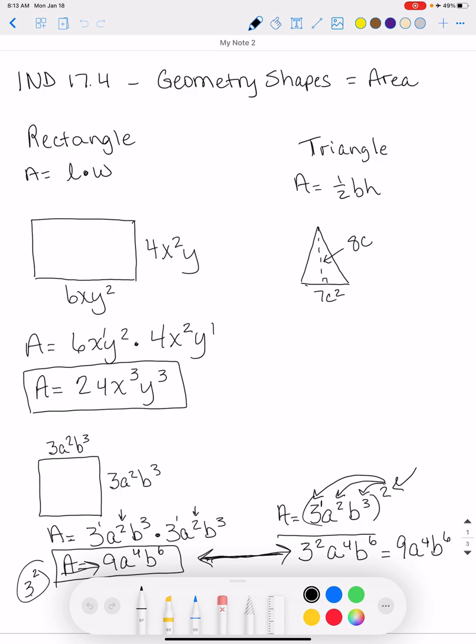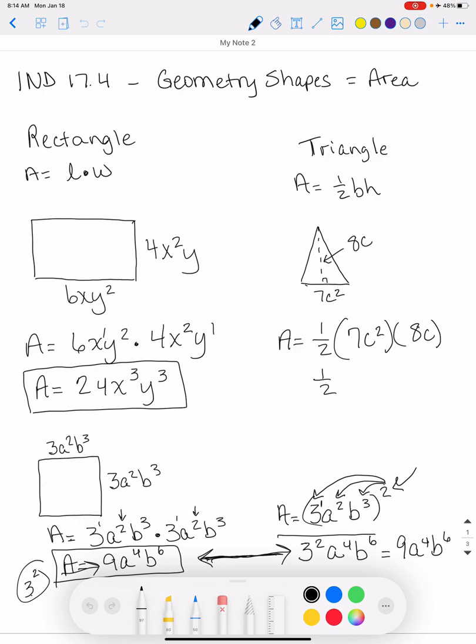So we need to set this up as 1/2 base times height. So area equals 1/2, and I'm going to use parentheses here just because I think it'll be a little bit easier with that half. The base is 7c squared times the height, 8c. Now I'm going to ignore that 1/2 for a minute. Okay, I'm just going to drop it down and leave it alone. For right now, I'm just going to multiply the two other monomials. So ignoring that 1/2, just multiplying 7c squared times 8c.